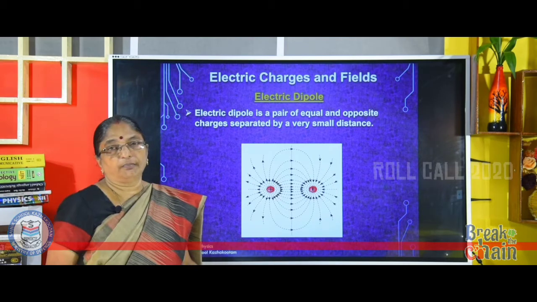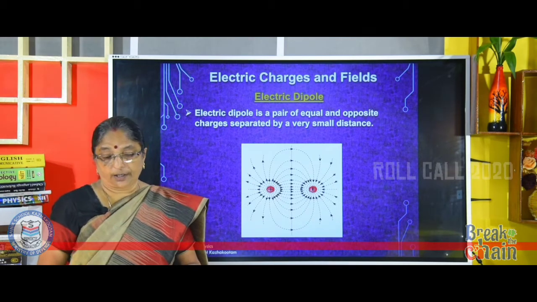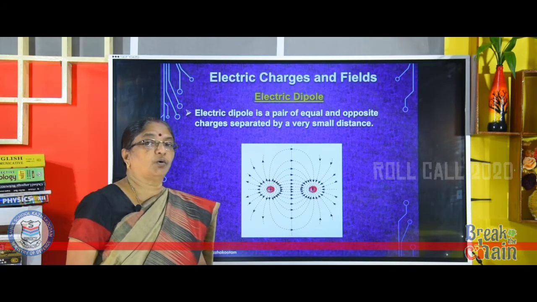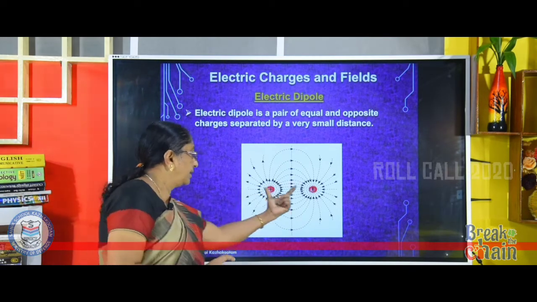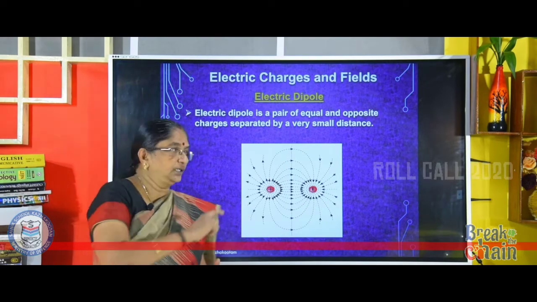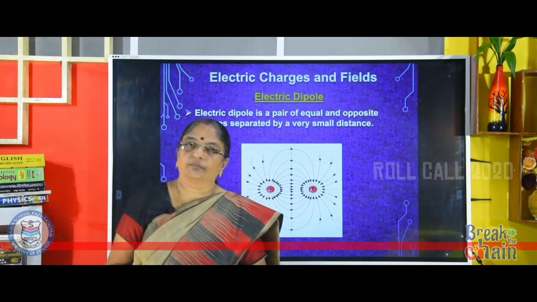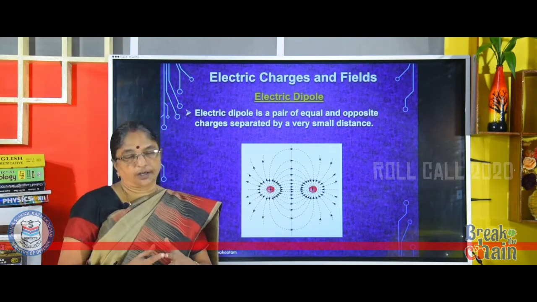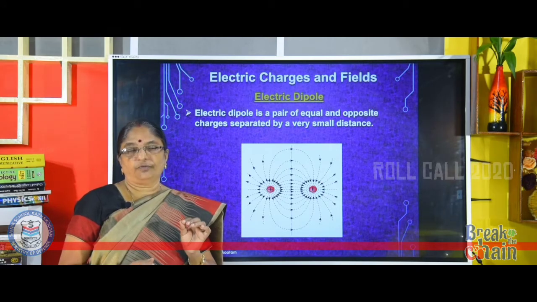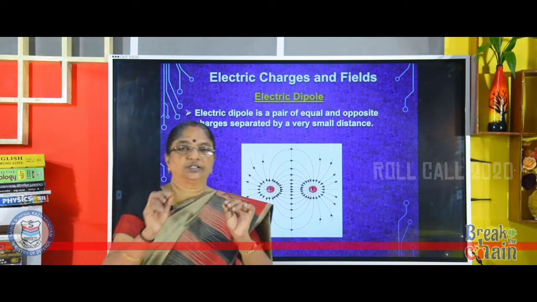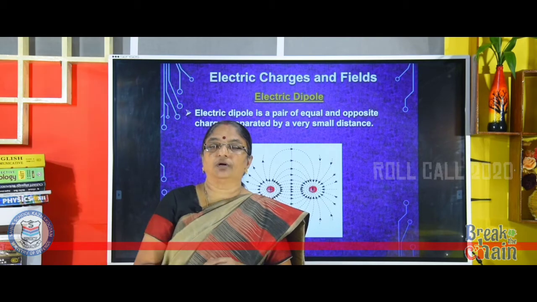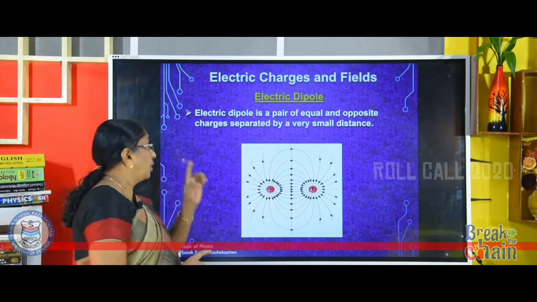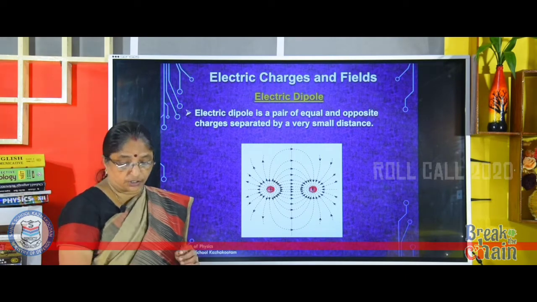See, I already mentioned electric dipole. An electric dipole is a positive and negative charge of equal magnitude separated by a distance. The electric lines of force were already covered, from the positive charge and the negative charge. So, in simple words, how do we define an electric dipole? A system of equal and opposite charges separated by a small distance is called an electric dipole. Equal and opposite charges separated by a very small distance.